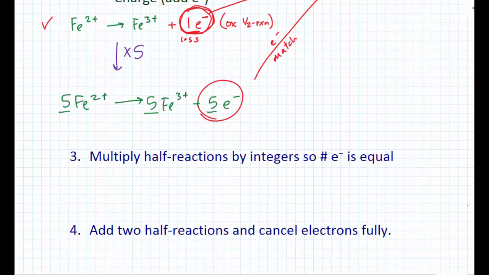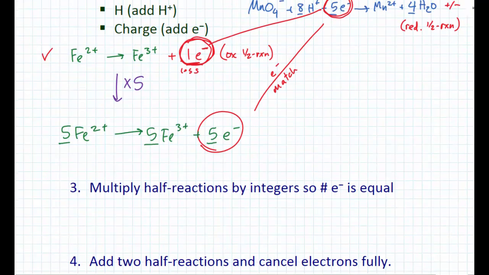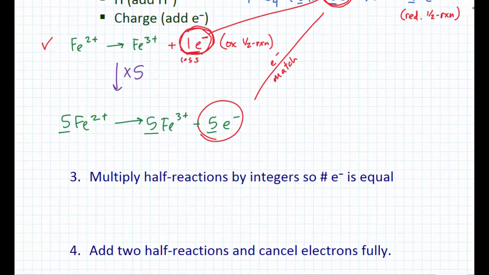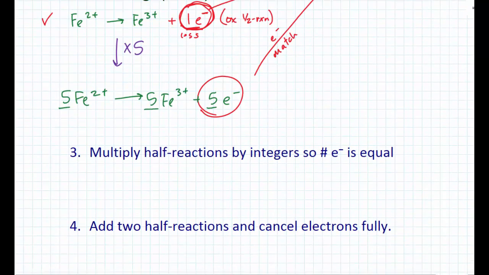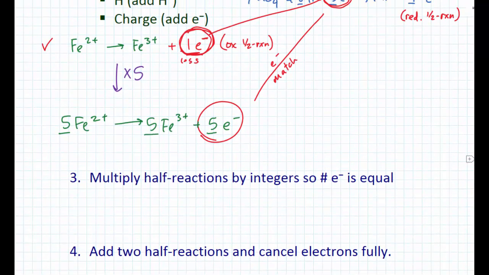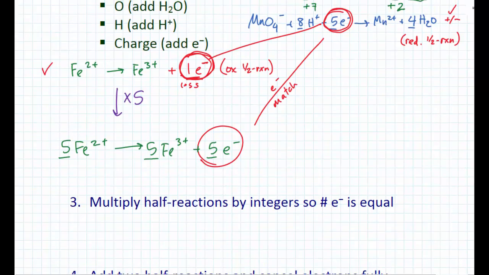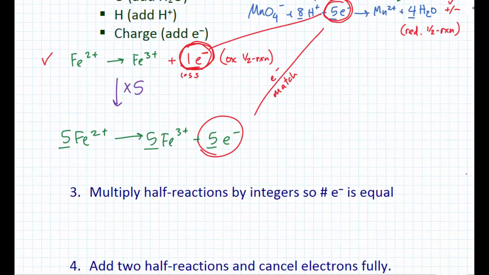Well, let's look at what step 4 is. Let's add the 2 half reactions together. Cancel those electrons fully. Okay? I'll take your word for it, that you're right. That is the logical step to be doing here.